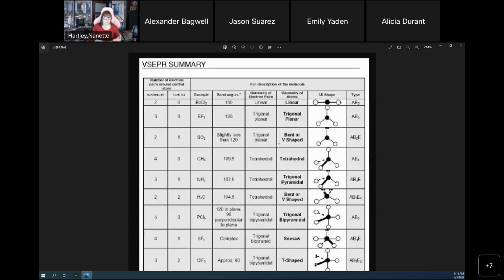And then we have two names. One is the electron pair geometry, and the next one is listed as the geometry of atoms, which is also called the molecular geometry. So this is also termed molecular. Right there. I'll show you that in just a second. So that's our molecular. You'll see a drawing of the 3-dimensional shape.